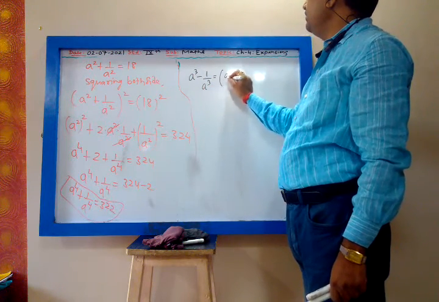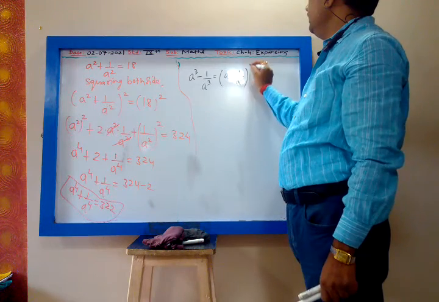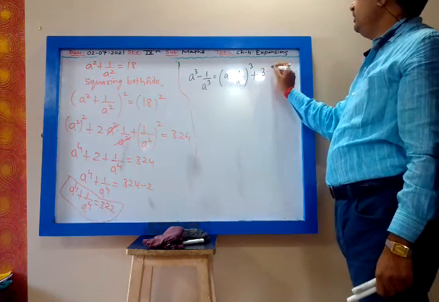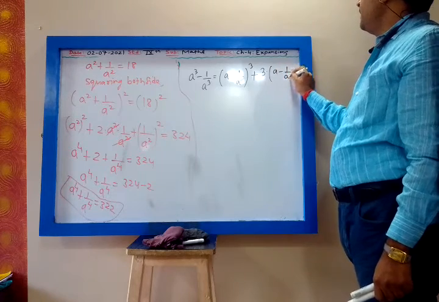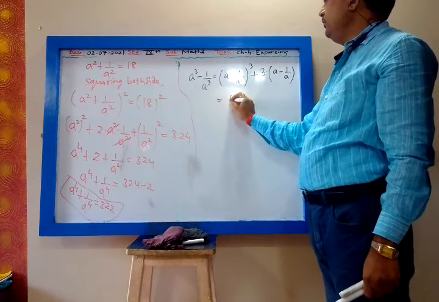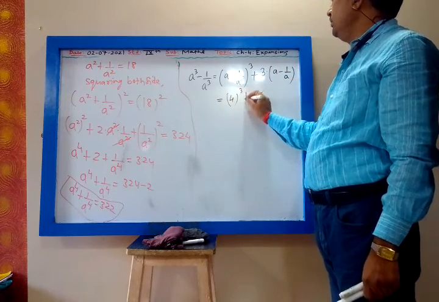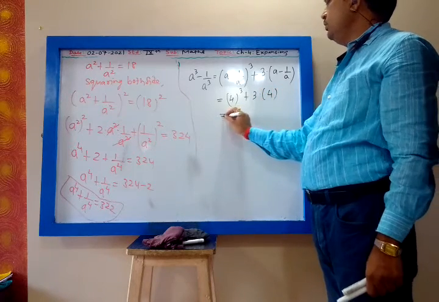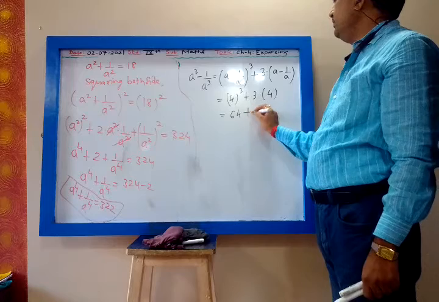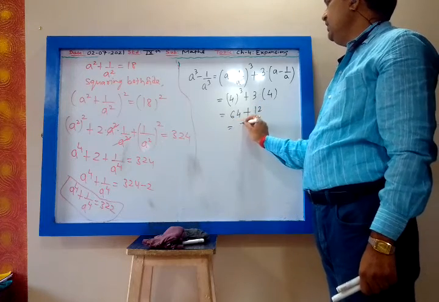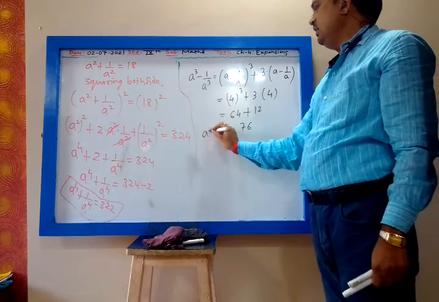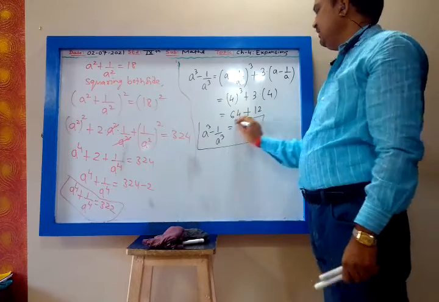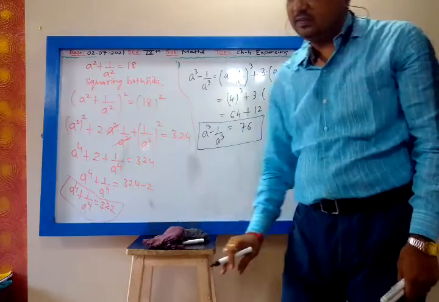Formula will be a minus 1 upon a whole cube. When inside the bracket it is minus, outside it will be plus. So 3 into a minus 1 upon a. So a minus 1 upon a is 4, 4 cube plus 3 into 4. 4 cube is 64 plus 12. Answer is 76. So a cube minus 1 upon a cube is 76.